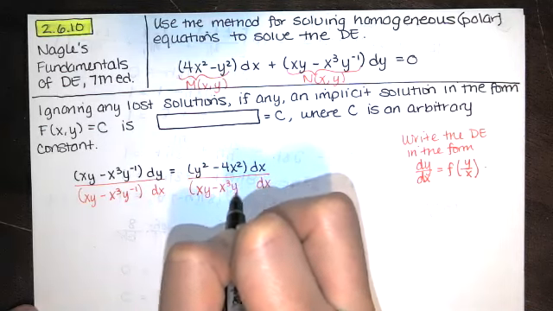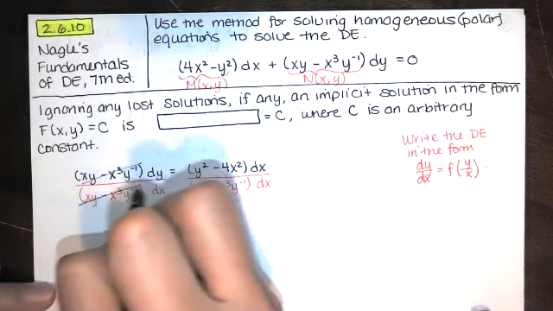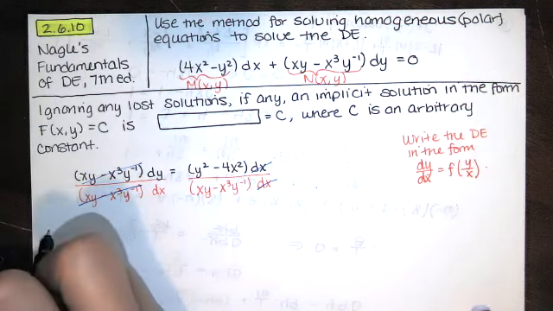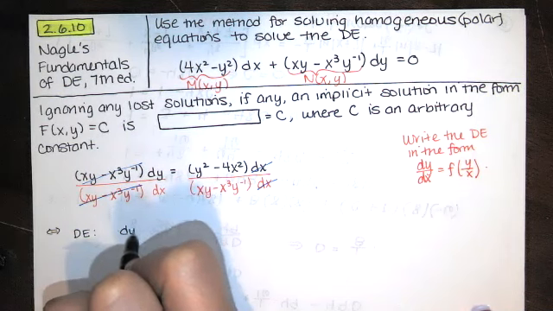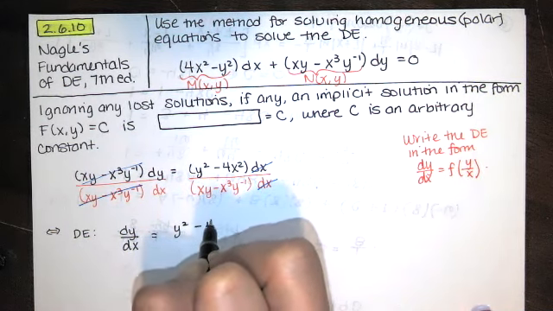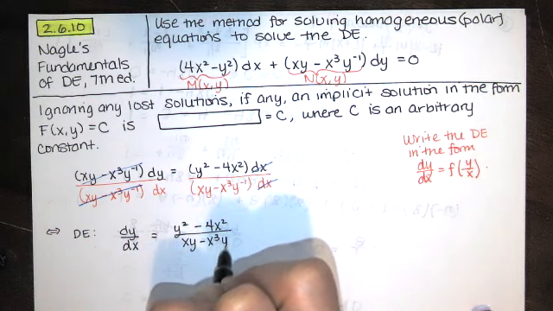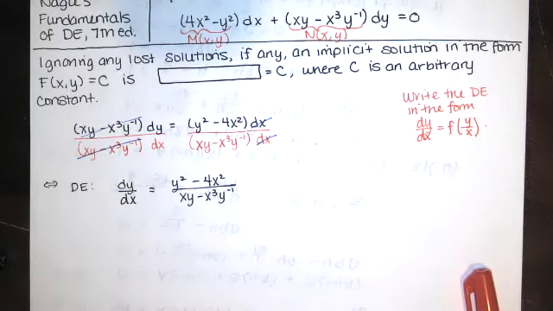If I want a function of y over x on this side, I'll divide both sides by this expression here. So it's just a little bit of algebraic manipulation. These guys reduce, and these guys reduce. And now we have a differential equation in that form. Well, it's nearly in that form. You have dy/dx equals (y squared minus 4x squared) over this expression here. And these are two homogeneous functions of degree 2. It's a quotient of homogeneous functions of the same degree.